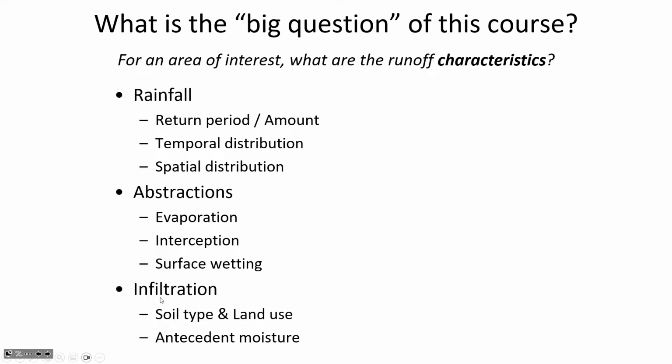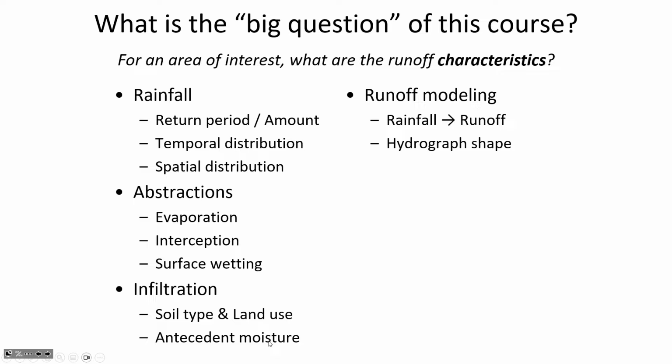Antecedent moisture. We've seen the huge effect that it can have when you're adjusting the curve number based on either the typical type 2 conditions or really wet conditions, which are type 3, versus really dry conditions, type 1. So, accounting for those sorts of nuances can really give you a lot more confidence in your model and in the runoff characteristics it's predicting. So these three things together are what allow us to link from rainfall to runoff.